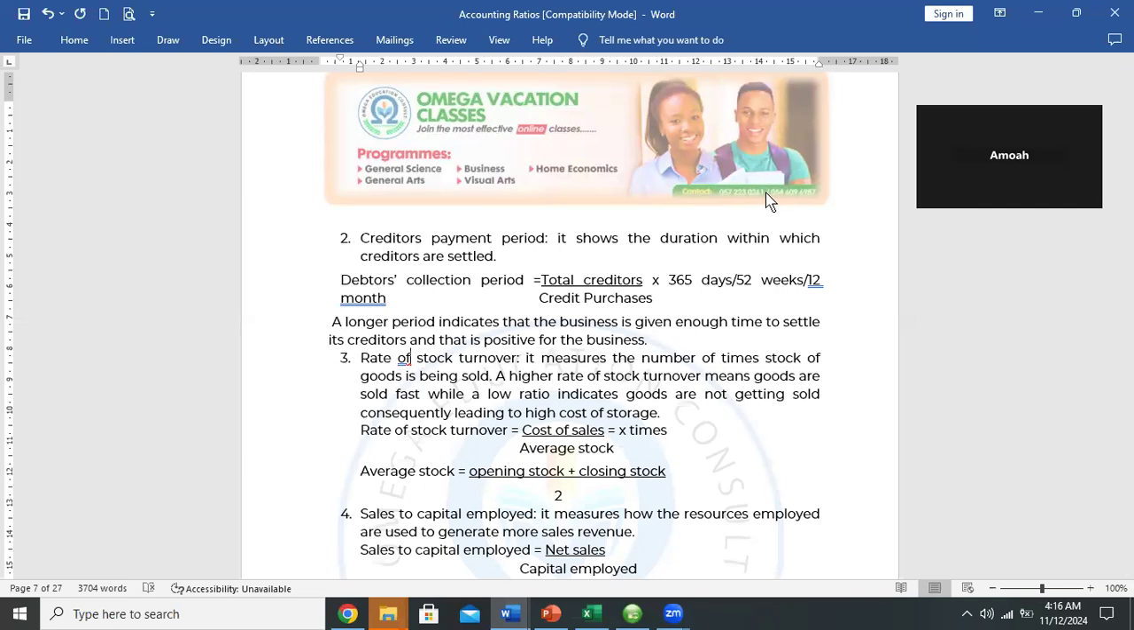If I want to cite a scenario, if you are selling shoes with a colleague and your colleague within a month goes and brings the shoes, sells 10 times, and you have only gone twice, that means your colleague is doing better, right? So the higher the frequency, the better for the business.